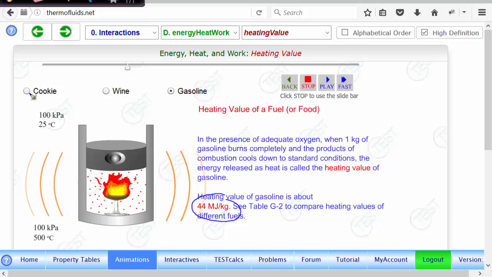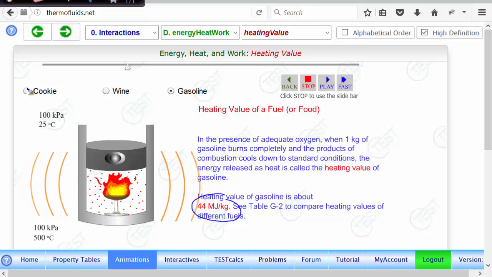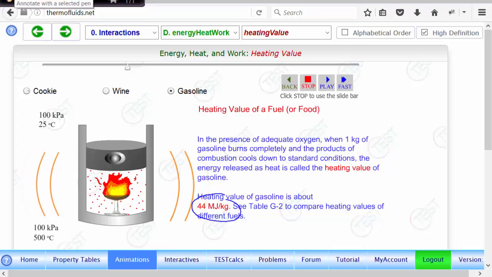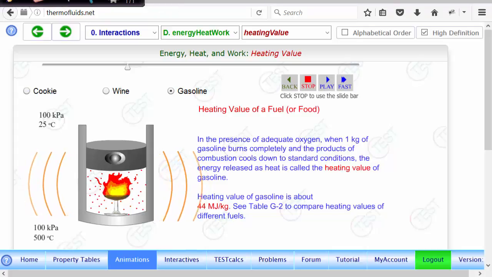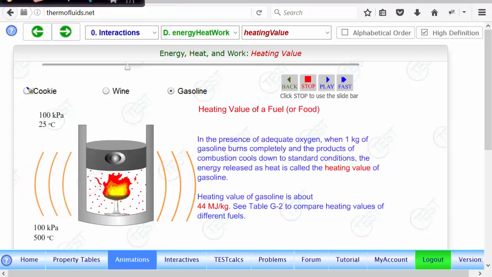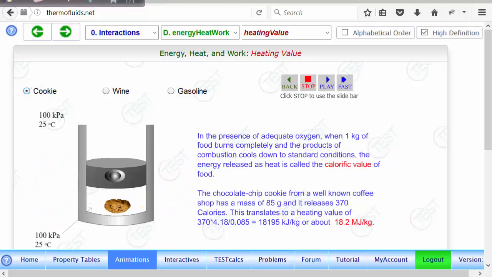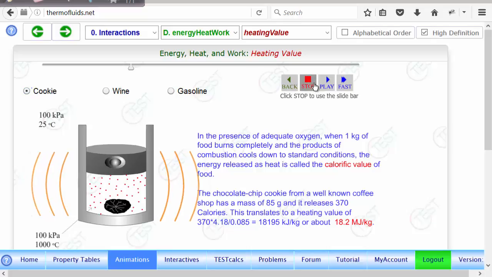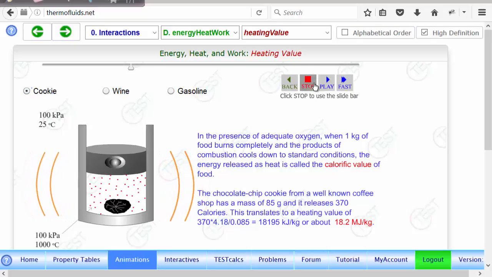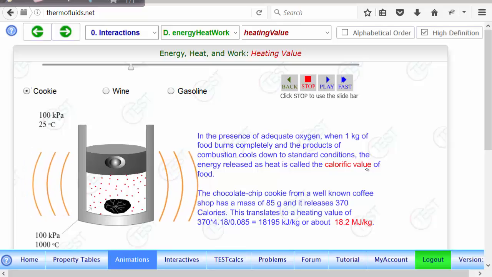How about a cookie? Cookies can be quite calorific. If you do the calculation, I think you may stop eating cookies altogether. So let's go and take a look at the same experiment with a cookie. Well, we don't call it heating value because people call it calorific value for some reason. But it's the same concept.